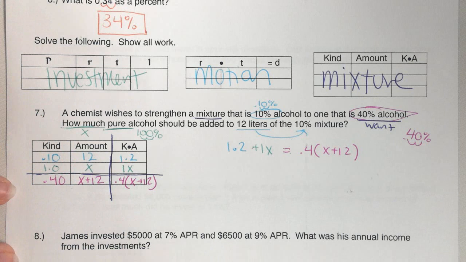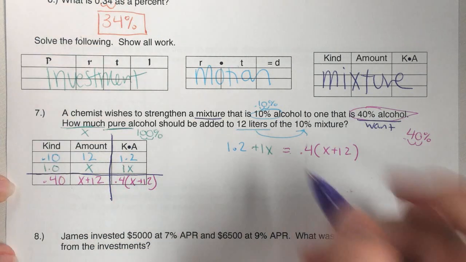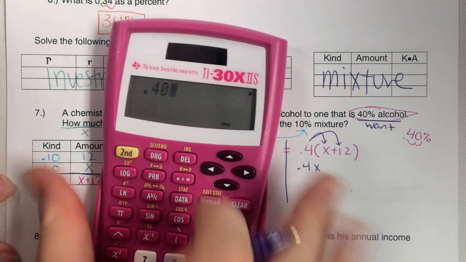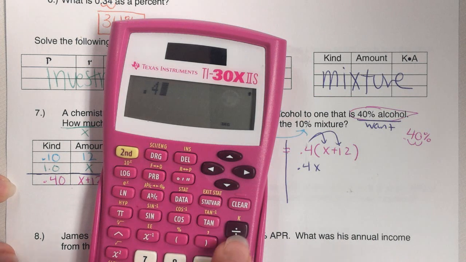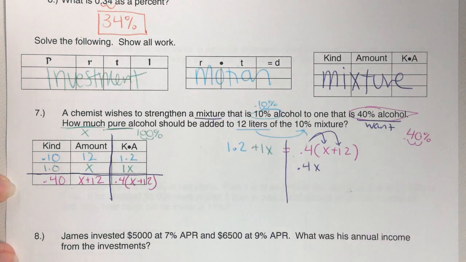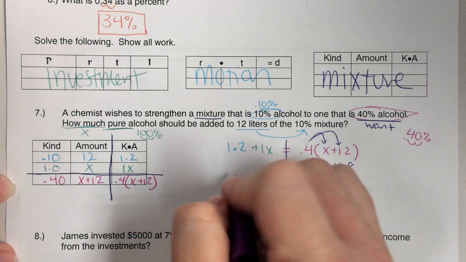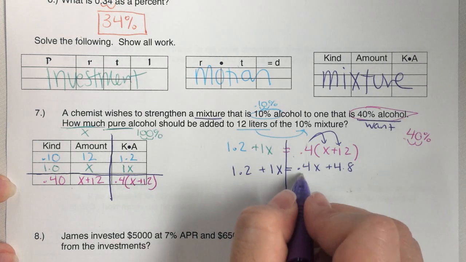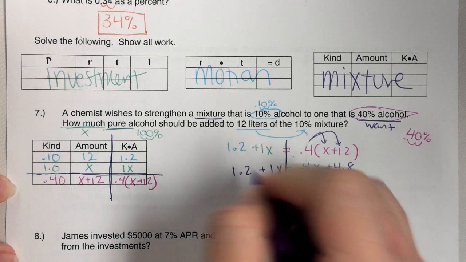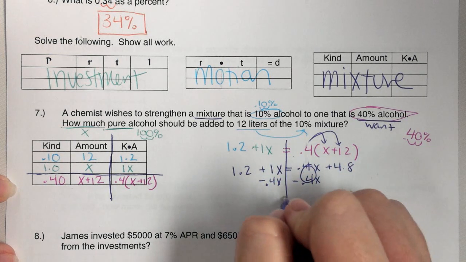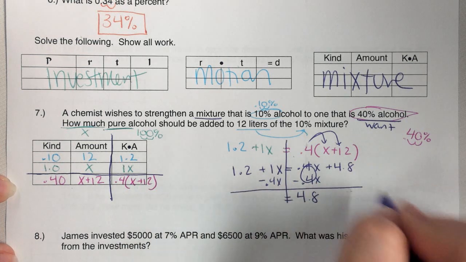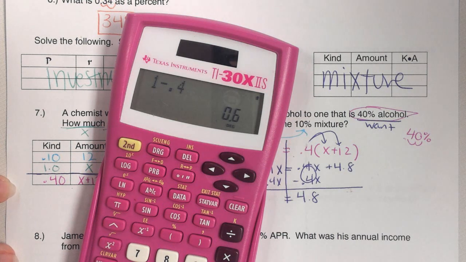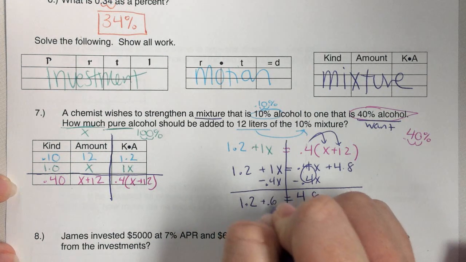So now we're going to solve. I'm going to distribute. So I get 0.4x, 0.4 times 12, it's 4.8. Bring down my 1.2 plus 1x. Now, I always like to move my smallest x first, which is this one. So minus 0.4x, minus 0.4x. That cancels, and I'm left with 4.8 on that side. 1.2 is still there, and 1 minus 0.4 is 0.6. So I'm left with positive 0.6x.